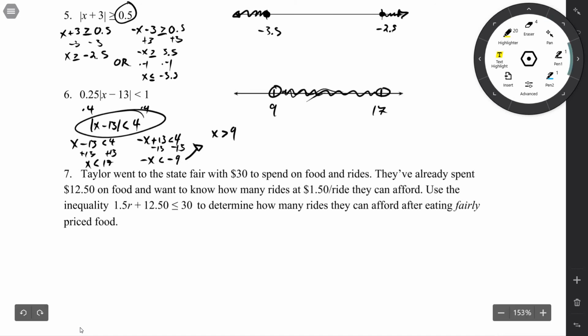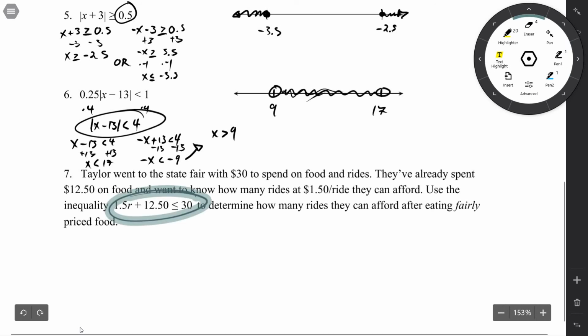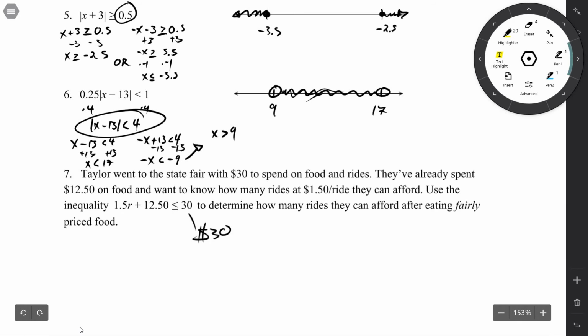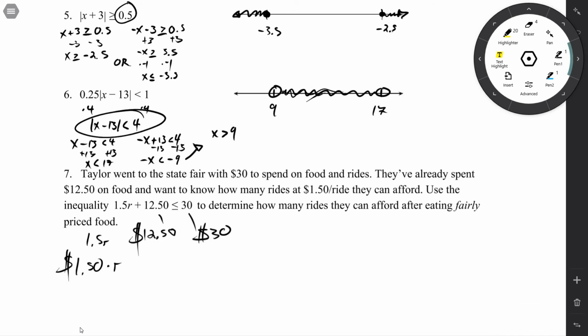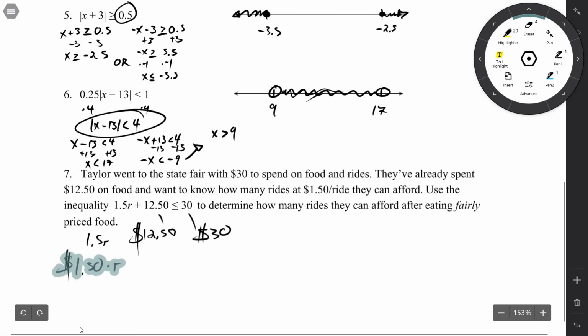And if we want to, we can look at this equation and kind of break down where we're getting all of these numbers. So first off, we're looking at 30. That's just the $30 that she started with. This $12.50 is what she's already spent. And then this 1.5r, it's really just $1.50 times the number of rides that she wants to go on. So we're going to find out how many rides she can go on. I'll leave all that up, why not?